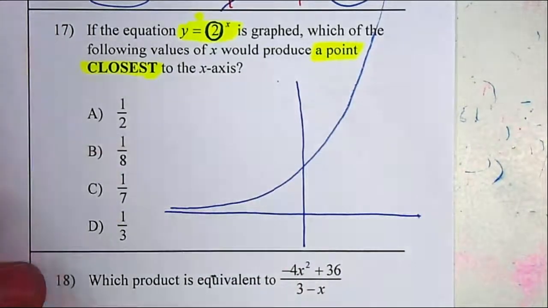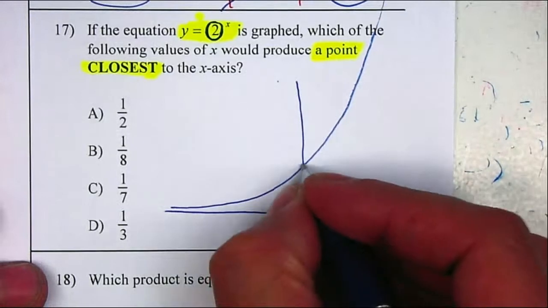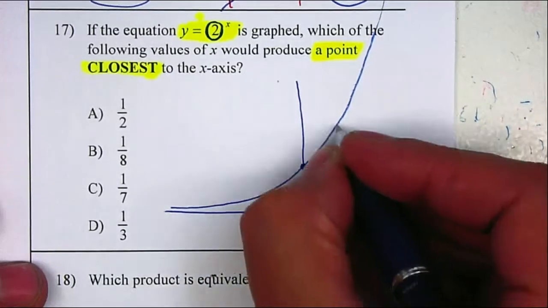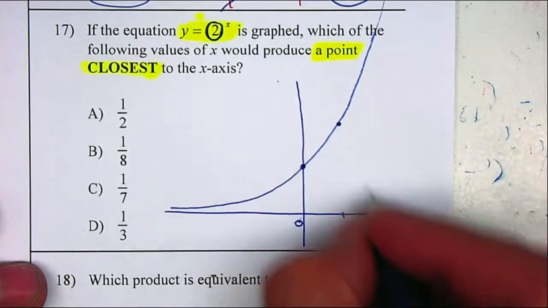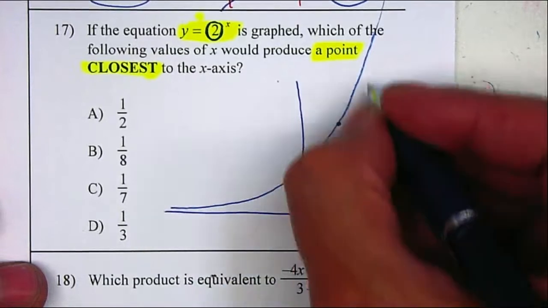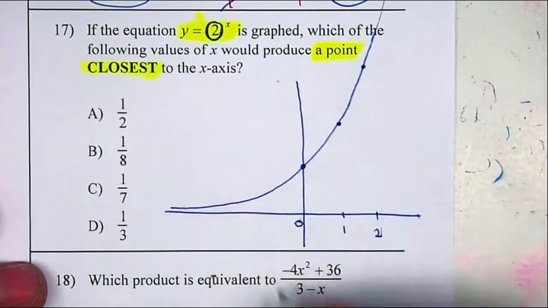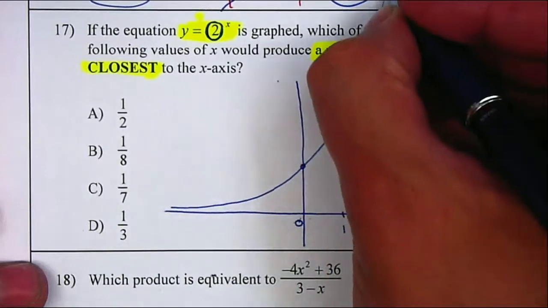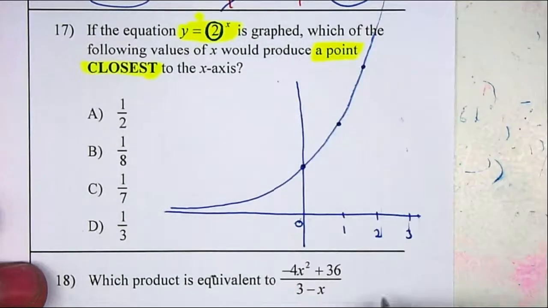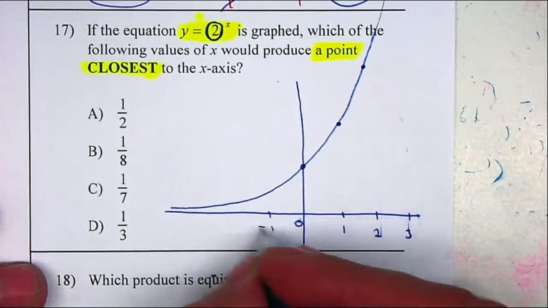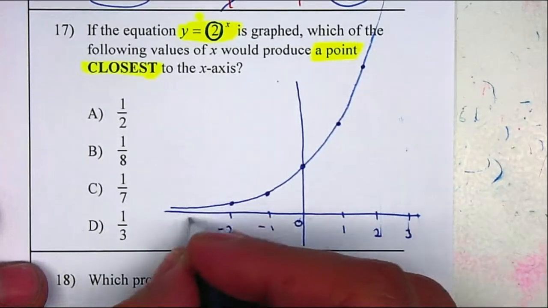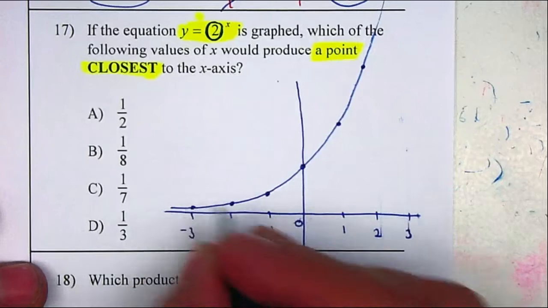So if you plug in a 0, it'll give you this point, which will be 1. You plug in a 1, which gives you this point, which should be a 2. You plug in a 2, gives you this point, which will be 4. Plug in a 3, gives you this point, that'll be an 8, and so on. If you go to the left, plug in a -1, gives you this point. Plug in a -2, gives you this point. Plug in -3, gives you this point right here.